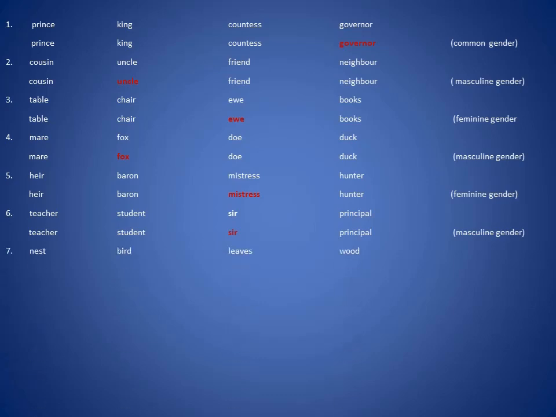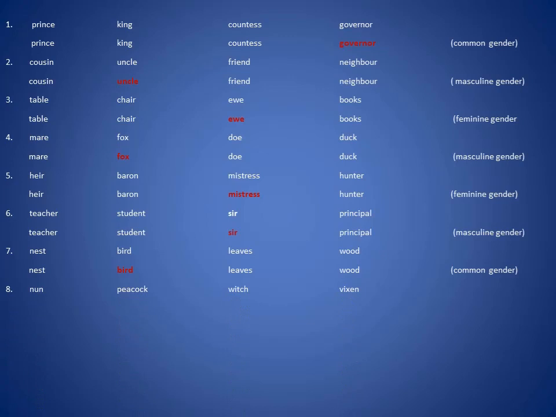Now seventh one, nest, bird, leaves, wood. So can you guess which is the odd one here? Nest, leaves and wood, see those 3, they are coming under which gender? Can you guess? Nest, leaves and wood, it's coming under neuter gender, but bird is not a neuter gender, it's a common gender. So here the odd one is bird because it's a common gender.